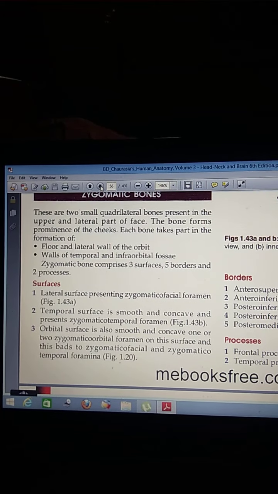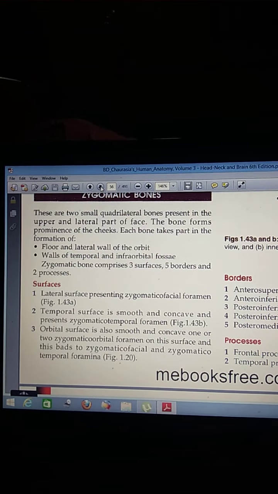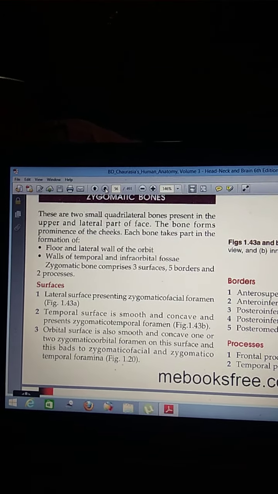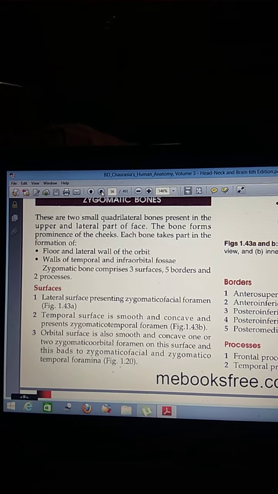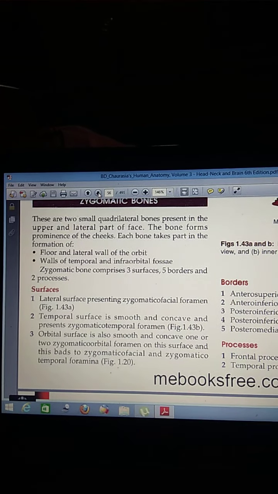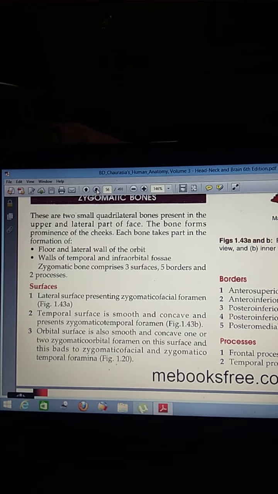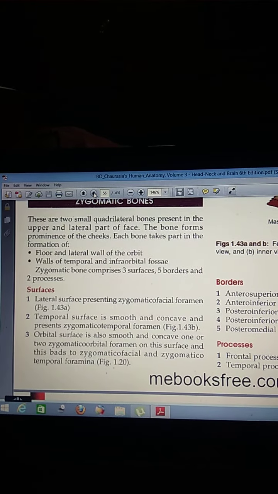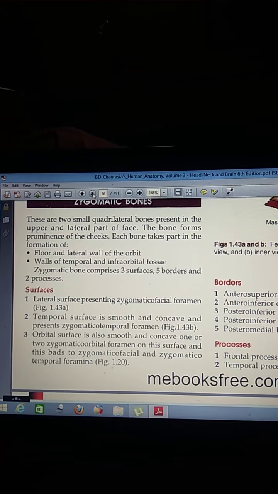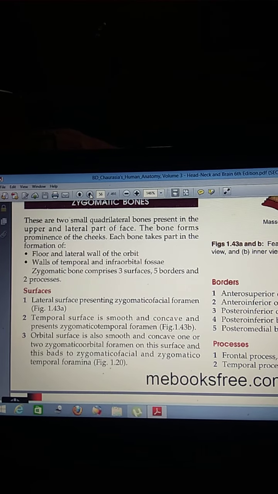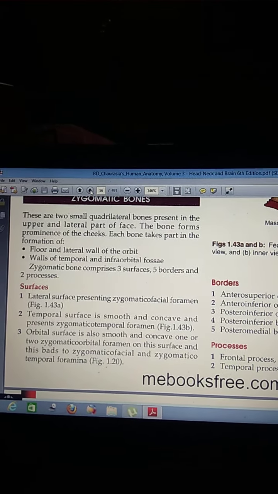Surfaces: the lateral surface presents the zygomaticofacial foramen. The temporal surface is smooth and concave and presents the zygomaticotemporal foramen. Now, the orbital surface is also smooth and concave and has the zygomaticoorbital foramen. Now, borders.